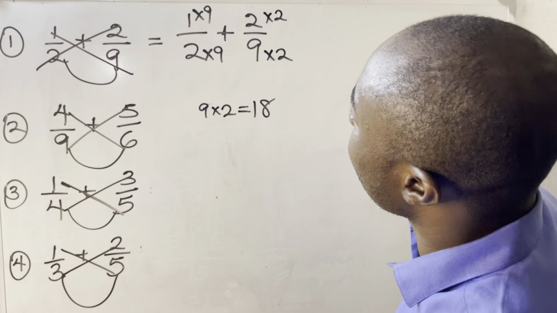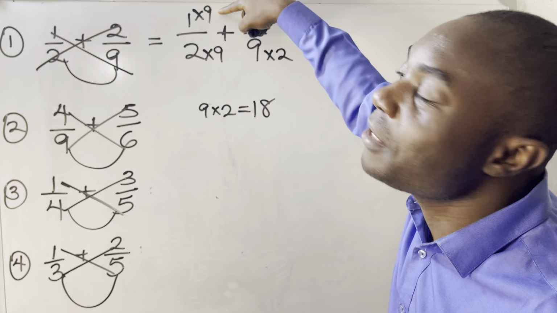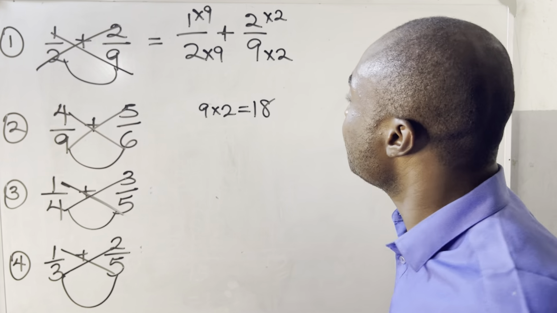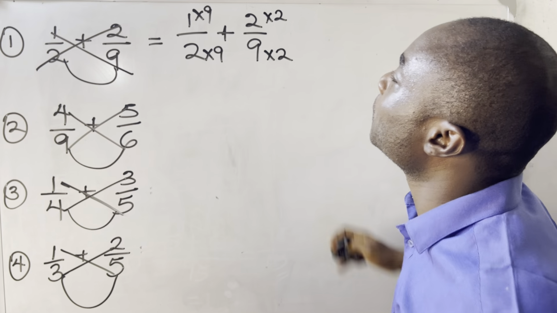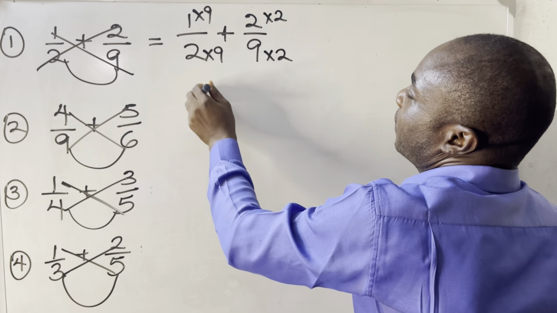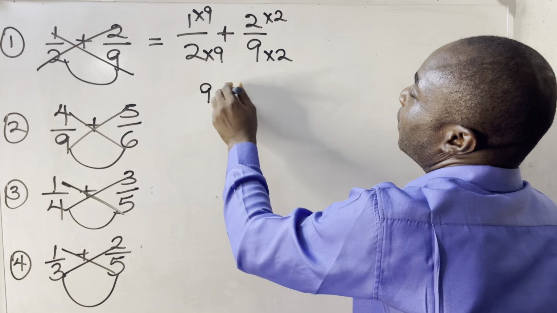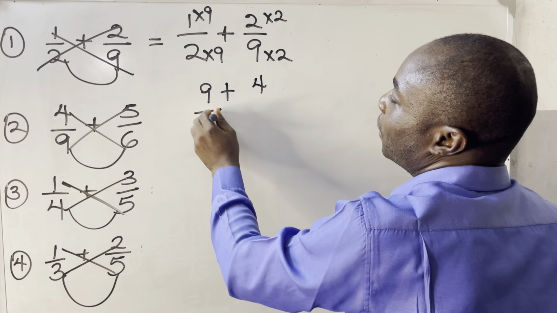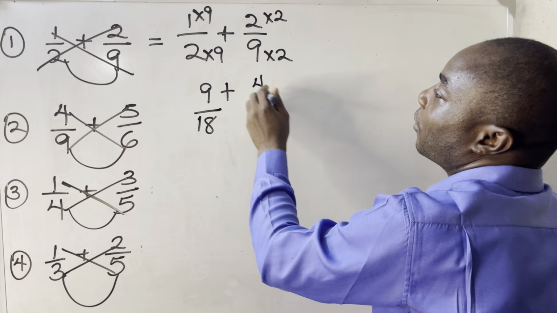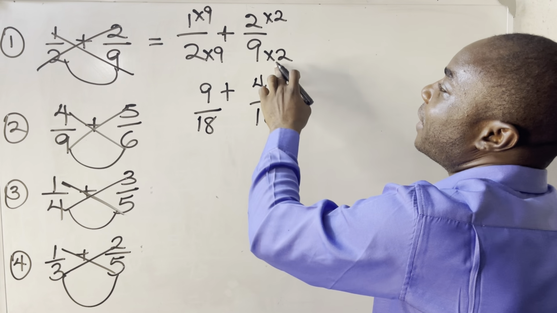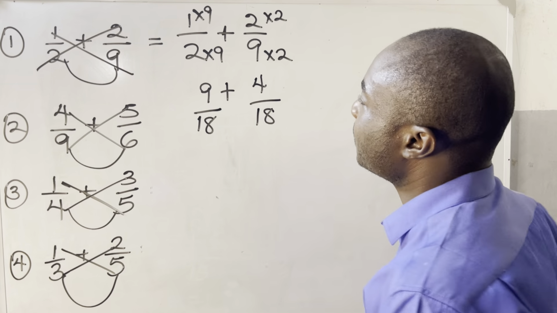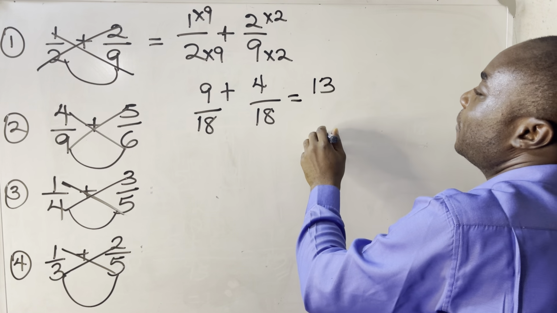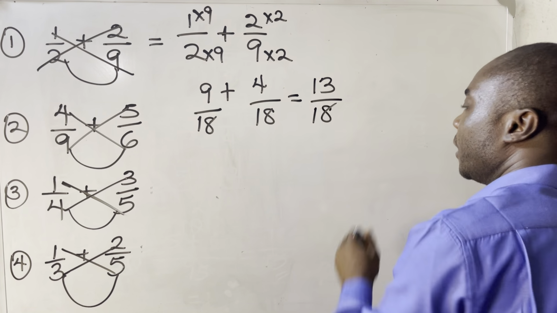Whatever you do for Mr. A, you will do for Mr. B. Whatever you do for Mr. A, you also do for Mr. B. All right? Now, let's move on. 1 times 9 is 9. We'll bring down our plus sign. And 2 times 2 is 4. And our denominators will now be the same because 2 times 9 is 18. 9 times 2 is also 18. All right? So 9 plus 4 gives us 13 all over 18.